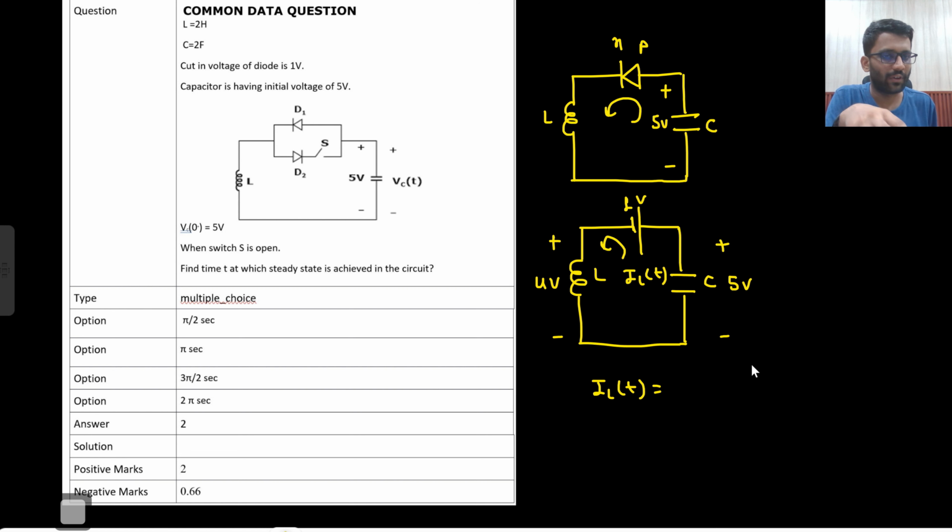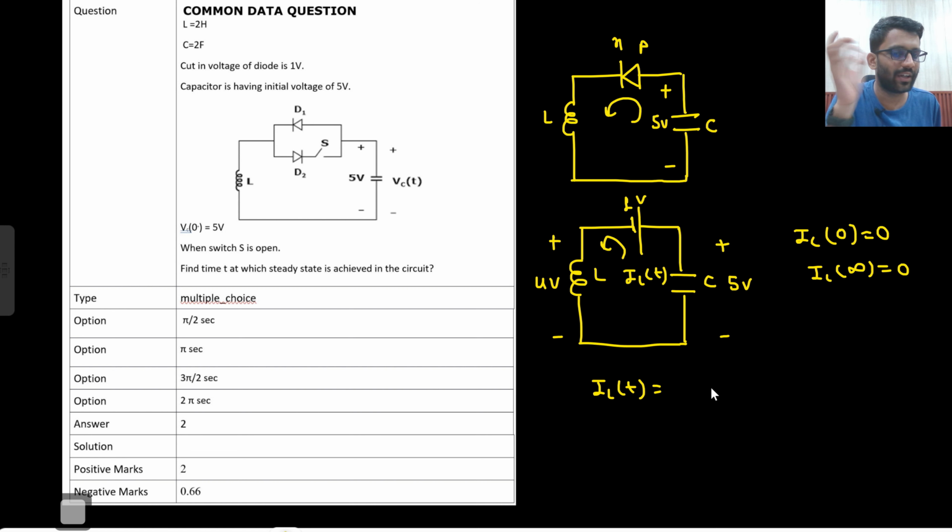At steady state, inductor will be shorted and capacitor will be open circuited. If capacitor is open circuited, both are connected in series, so certainly it will also be 0. At steady state also it is 0, initially also it is 0. That means what will be the response? The response will be sinusoid. And how do you find the response? Response will be sinusoid, so some magnitude into sinusoid. What will be that magnitude?